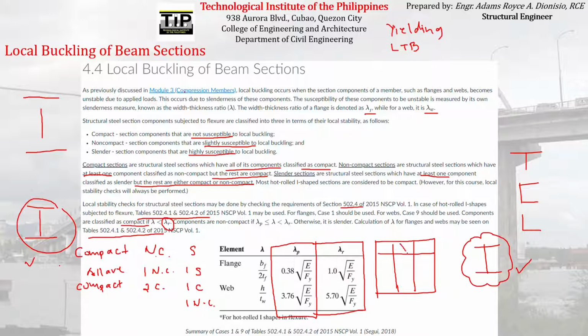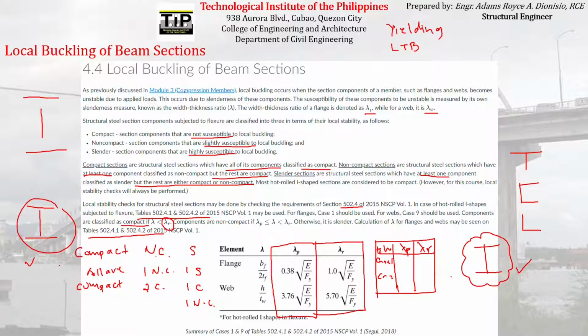Nandito yung column for lambda p, the formula for lambda p, and then formula for lambda r, and then nandito yung particular element, whether I section ba siya, C section, or channel section, angle section, etc. Okay, so iba't ibang element, iba't iba yung lambda p and lambda r, iba-iba yung mga limitation nila. Okay, so may mga case yan. Case 1, this. Case 2, this, and so on and so forth.